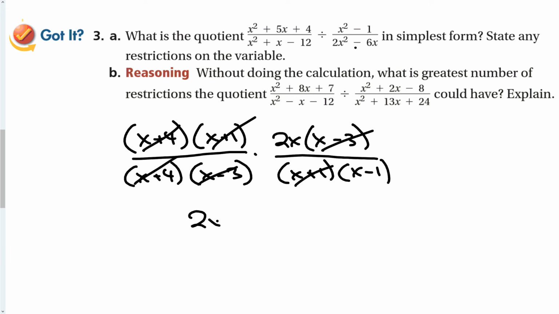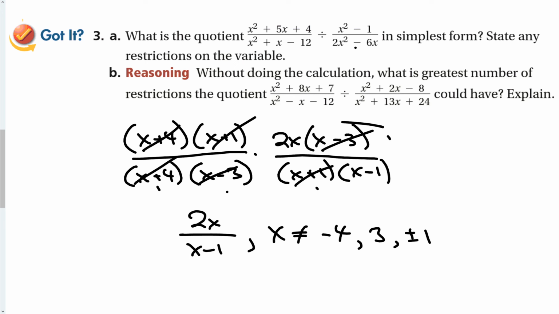So we have 2x over x minus 1, comma, x cannot be equal to, well, negative 4 there, 3 there, negative 1 there, positive 1 there, so that's plus or minus 1. And anything that was in this part as well. So the 3 we already have, but this x also, we can't have a 0, right? Because if we plug 0 into the original expression, we get a 0 in the denominator.